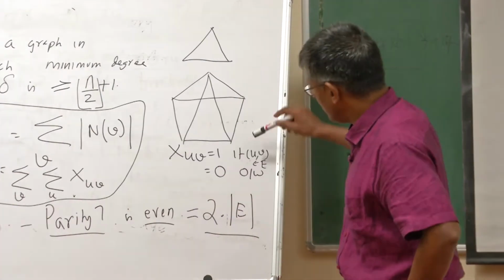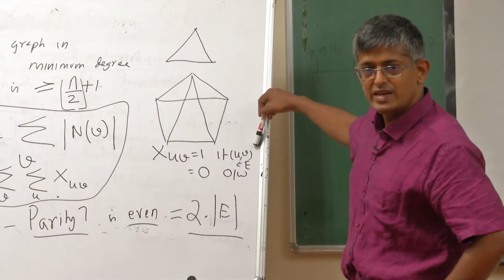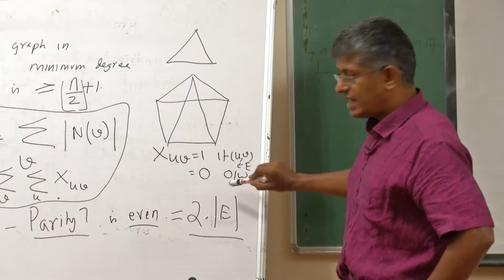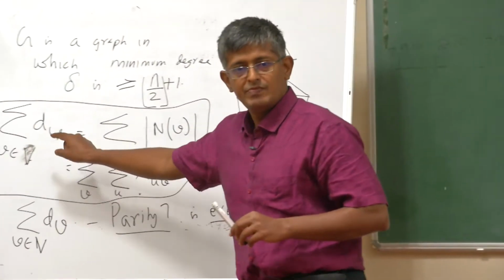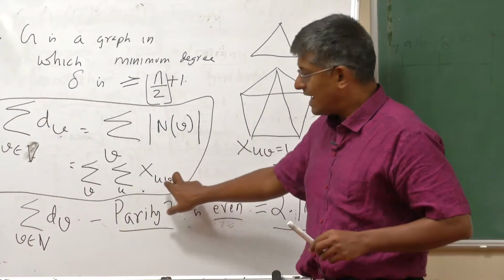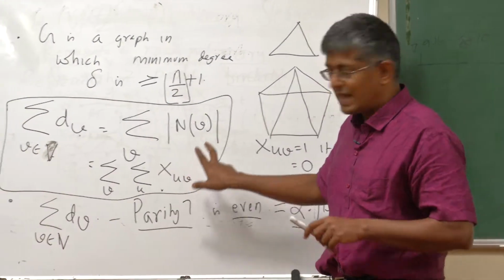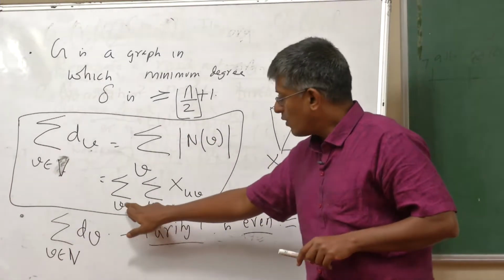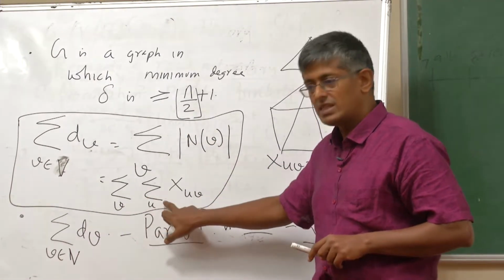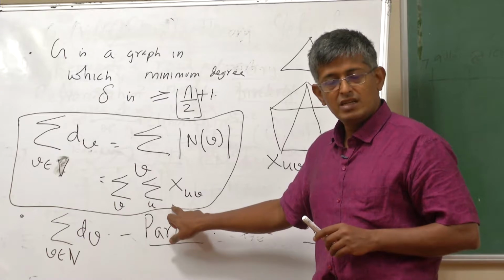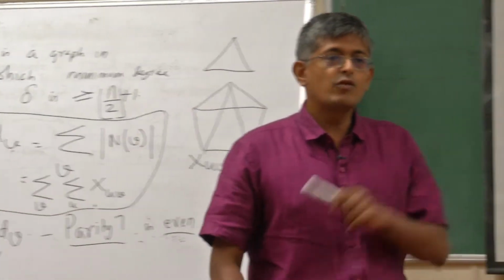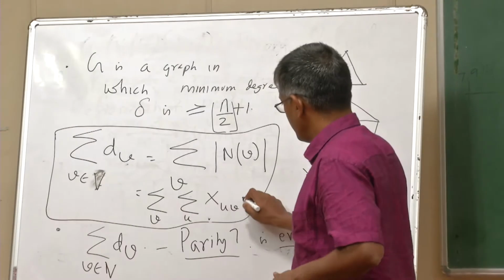What is xuv? xuv will take value 1 if the edge uv is in the edge set of the graph. It is equal to 0 otherwise. If the pair u comma v forms an edge, then it takes a value 1, otherwise it takes a value 0. Now this summation, as you can see, an edge u comma v will be counted exactly twice in this summation. Once when v is in the outer summation and u is in the inner summation, and the second time when u is in the outer summation and v is in the inner summation. No other term will be counted. Therefore, this is equal to twice the total number of edges.